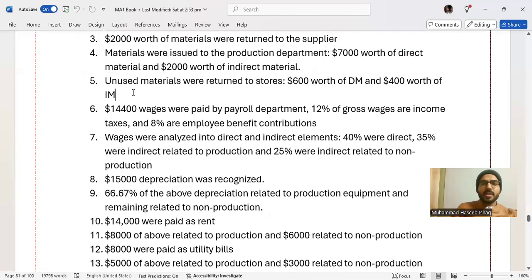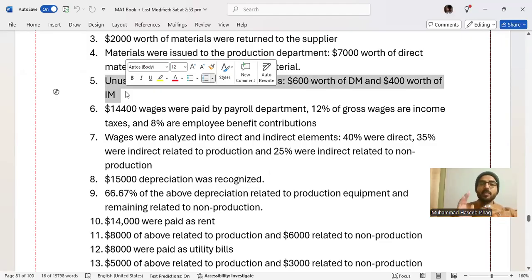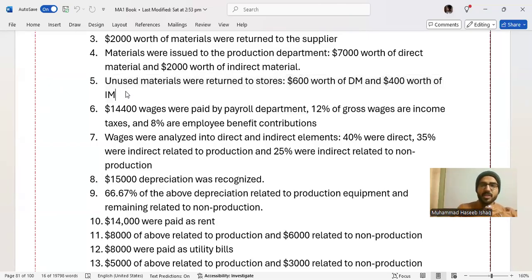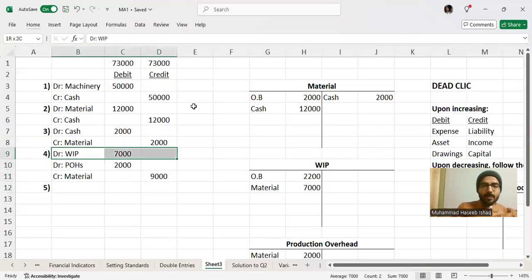So what is being done in the fifth transaction? Unused materials were returned to stores: 600 worth of direct material and 400 worth of indirect material. So in the fourth transaction, the warehouse was sending these materials to the production department, to the factory. In the fifth transaction, materials are now being returned to the stores from the production department, from the factory. So obviously the transaction will just be the reverse of the above transaction.